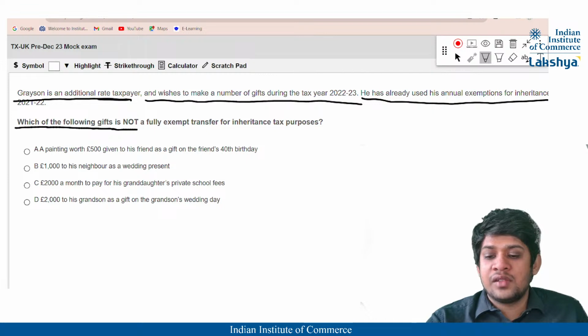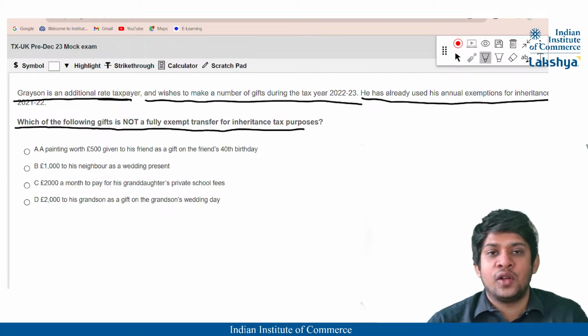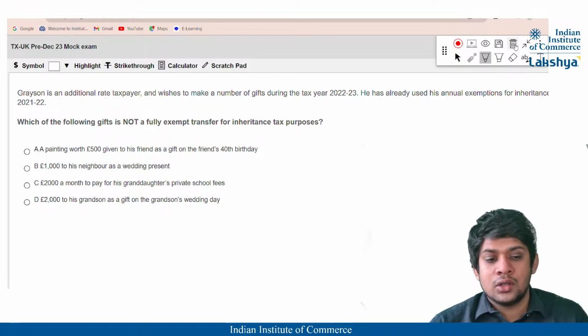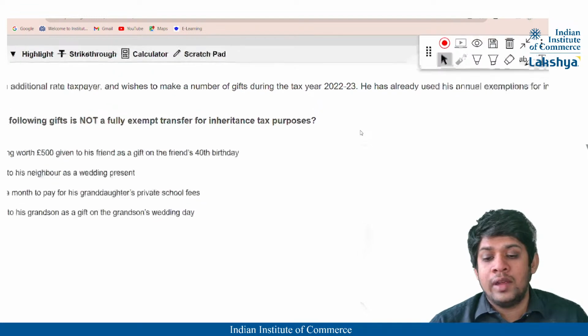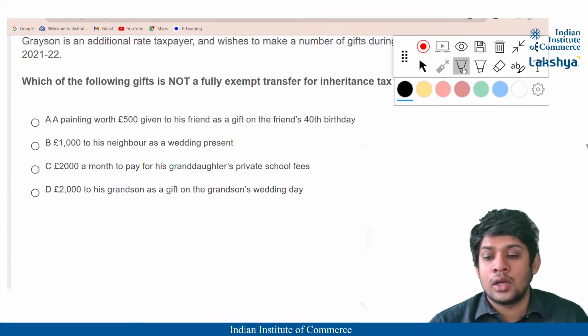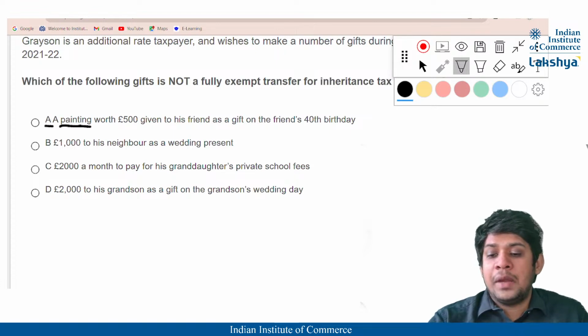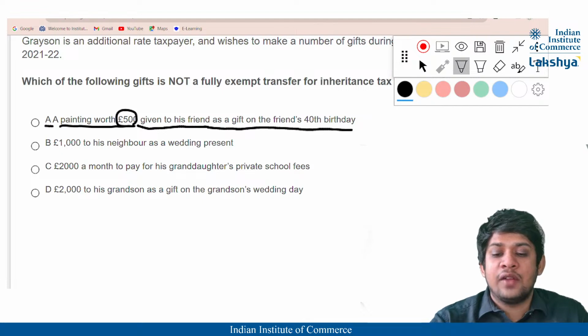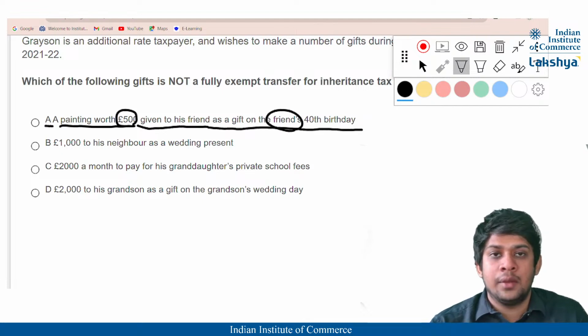Which of the following gifts is not a fully exempt transfer for IHT purposes? So you have to identify the ones which are not a fully exempt transfer. That means the ones on which you will be taxed for inheritance according to the gift you have given. So firstly, a painting worth 500 pounds given to his friend as a gift on the friend's 40th birthday.